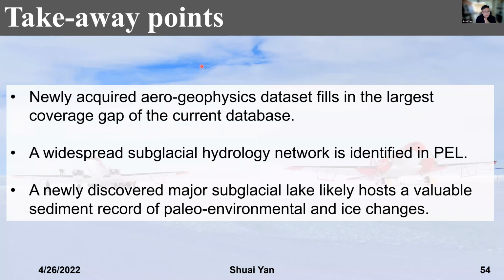So again, to sum it up, we have this new data set that fills in the biggest coverage gap of our current basal topography and ice thickness database. And from that new data set, we identified a widespread hydraulic network beneath the ice sheet. And among those newly identified lakes, the biggest one, Lake Snow Eagle, potentially hosts a very, very valuable sediment record of how the environment changes and how the ice sheet changed in the past. So that's all I want to show in this talk.